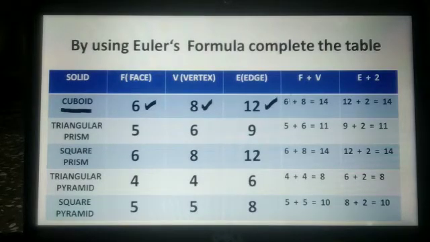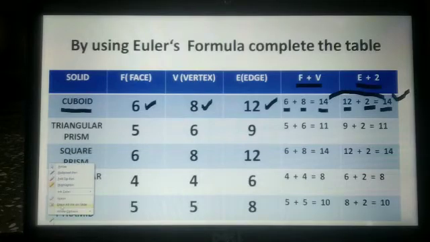Now, F plus V, we have to put the value of faces and vertex. F is 6 and V is 8, so 6 plus 8 is equal to 14. And now E plus 2, we will put the value. E is 12. 12 plus 2 is equal to 14. Here we can see F plus V is equal to E plus 2. So Euler formula is verified for this polyhedron cuboid.